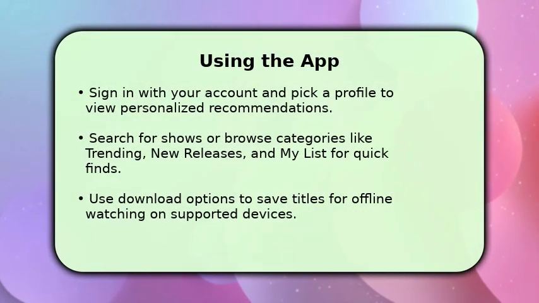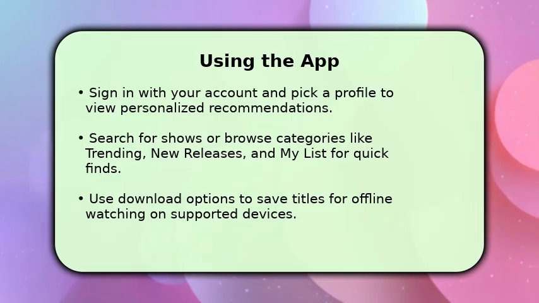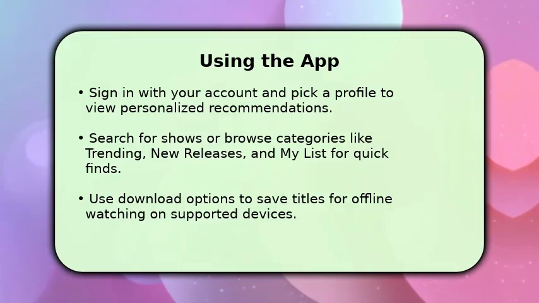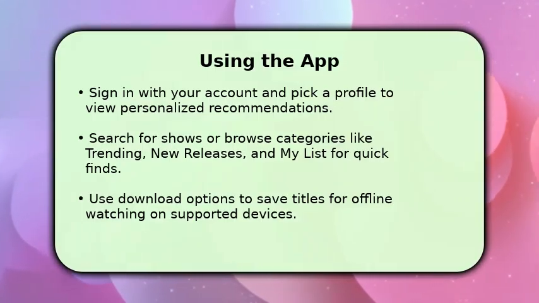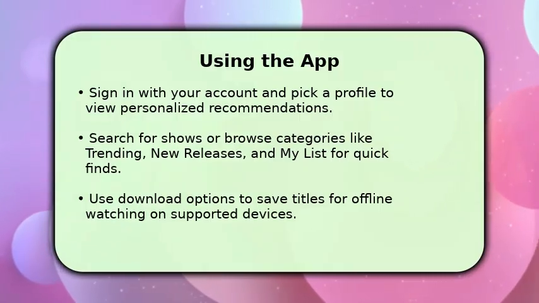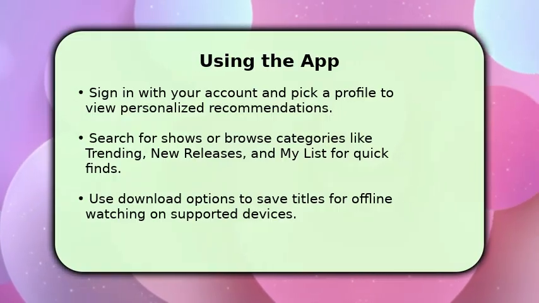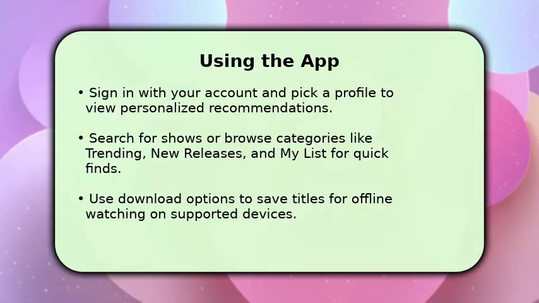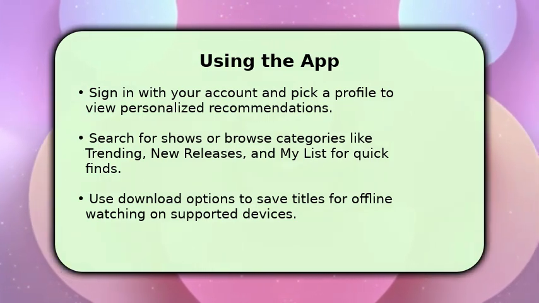Open the Netflix app, sign in, and choose your profile to see tailored suggestions right away. Use the search bar to find specific titles or browse curated rows like trending and new releases for inspiration. Tap the download icon to save movies or episodes for offline viewing and manage downloads in settings if storage runs low. Adjust playback settings and subtitles to suit your preferences for a comfortable viewing session.